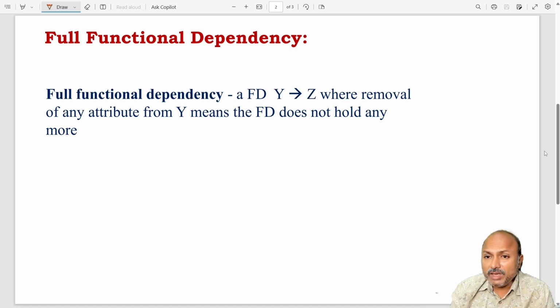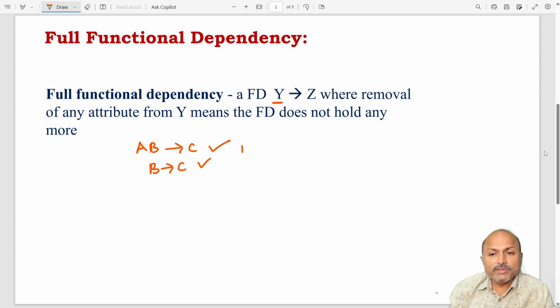A functional dependency Y arrow Z, where removal of any attribute from Y means the functional dependency doesn't hold anymore. What does it mean? For example, just like in the case of partial functional dependency, AB arrow C. Similarly, in the case of Y, you have more than one attribute. Whenever any functional dependency holds like this, suppose I am removing A, the removal of one attribute means B arrow C. If it holds, then it is suffering from partial functional dependency.